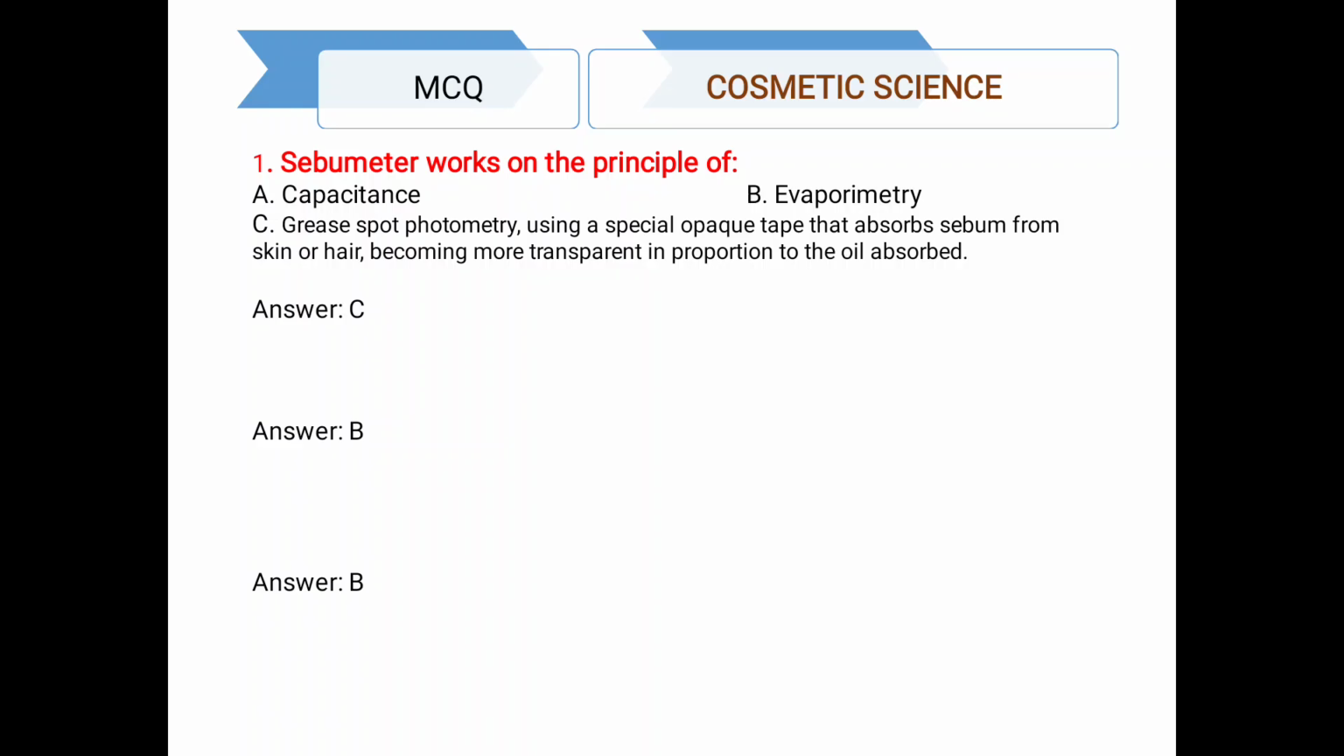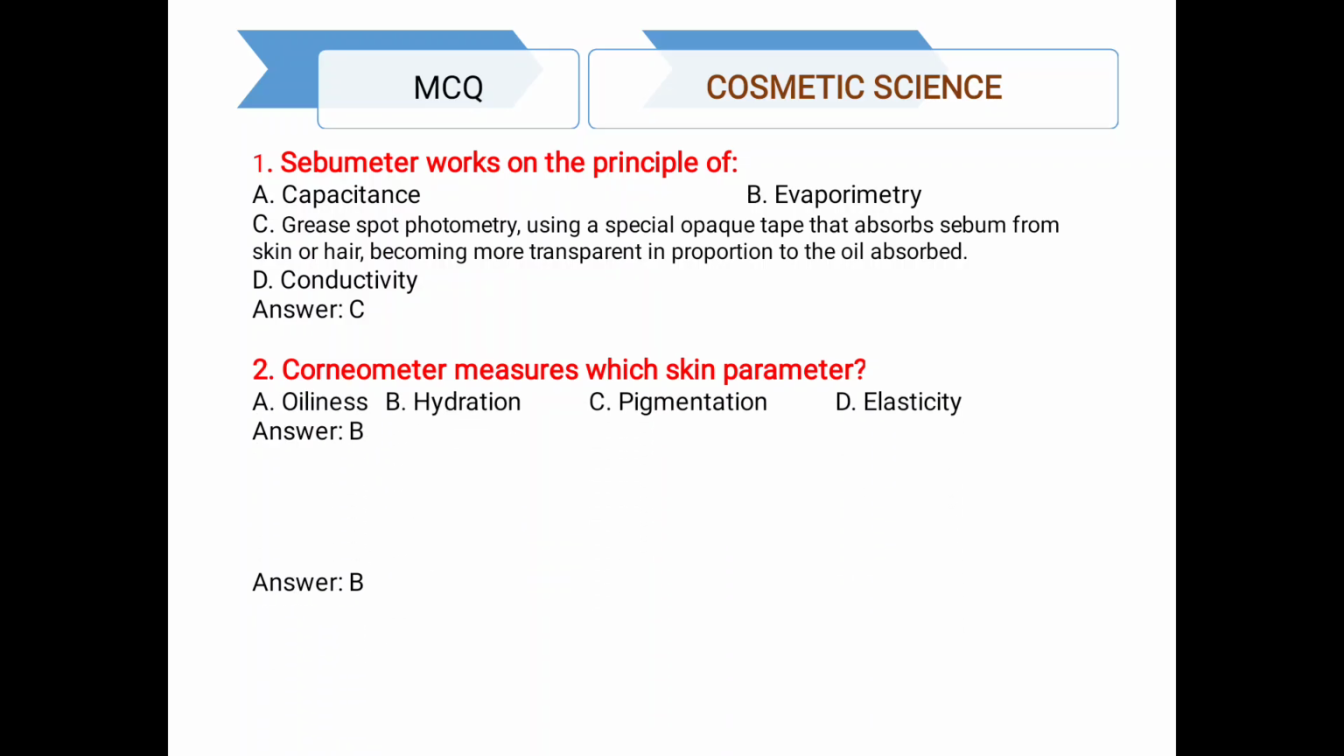Tribometer works on the principle of A, capacitance, B, evaporimetry, C, grease spot photometry using special opacant tape that absorbs the sebum from skin or hair, becoming more transparent in proportion to the oil absorbed. C is the correct answer. D, conductivity.